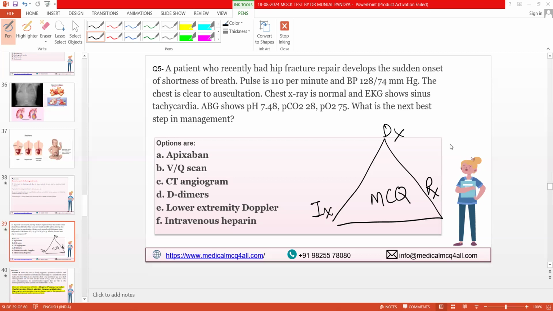So forget about the scenario, think logically. If any patient comes with a hip fracture, lower limb fracture, or abdominal or pelvic fracture, sudden onset of breathlessness means what? Something wrong in the chest. Something went up to the chest, because they've done the surgery in the lower limb. Why does the patient have breathlessness? Because of surgery or complications after surgery, something went up from the leg to the chest, and that is an embolus. Is that clear? Yes or no? Simple. So now this patient has an embolism.